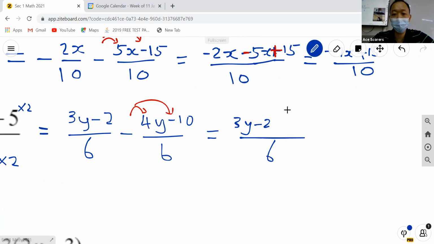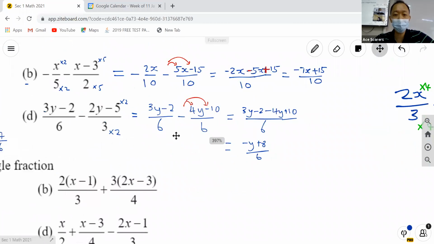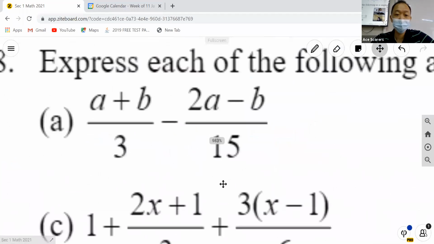Okay, so when the minus sign rainbows in, we get negative 4y plus 10. Okay, here's the tough one. And then you evaluate. So 3y minus 4y, we get negative y. Then minus 2 plus 10 is plus 8 over 6. That's all. We are done with the fraction. Any question for this? Because you can execute, we're going to do a more difficult one. Question number 8.